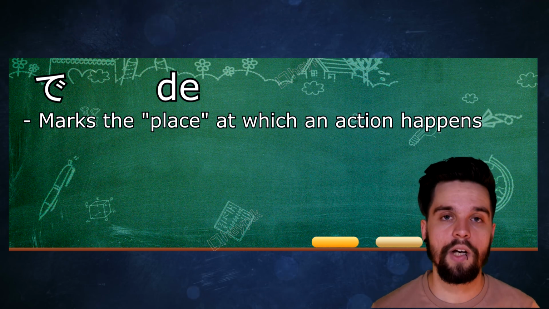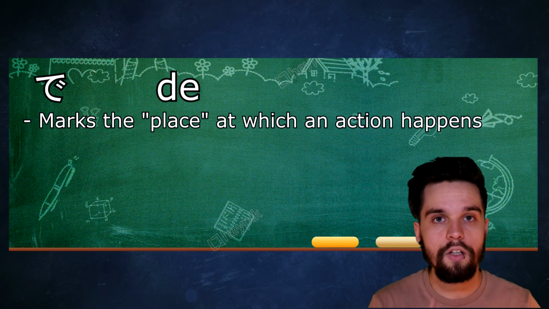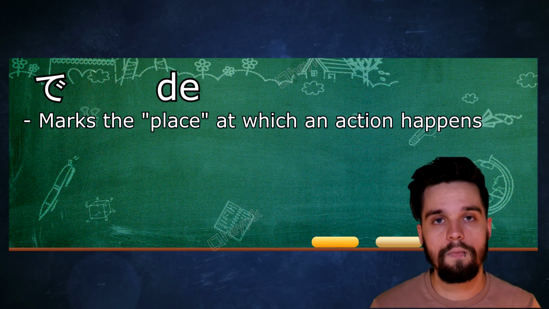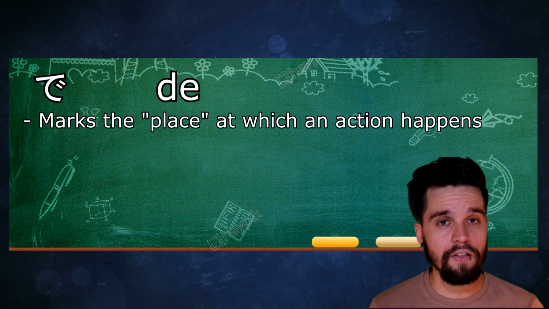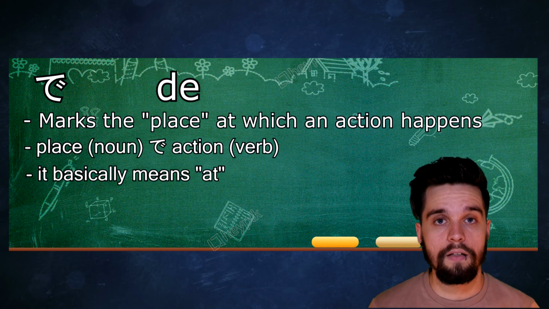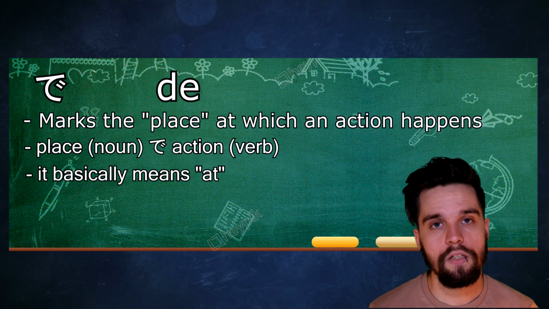So for example, I am recording this video at my home. In this instance, you would use de. Now you know the word uchi, so you just say uchi de and so on. This de marks uchi as the place where I'm doing something. Now there are a lot of other uses of the particle de, but in this episode we will only cover this one. De always comes after a place, which is a noun, and before an action, which is a verb.